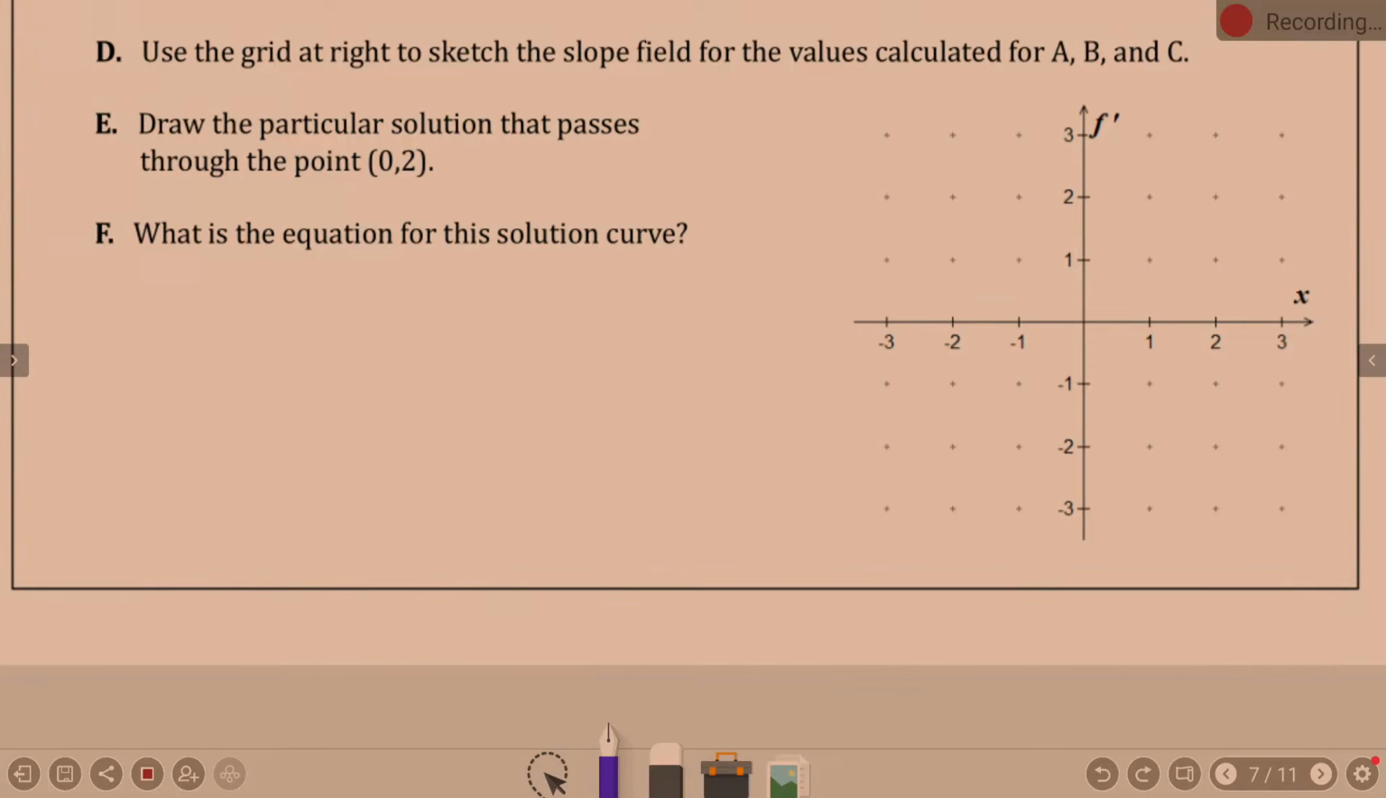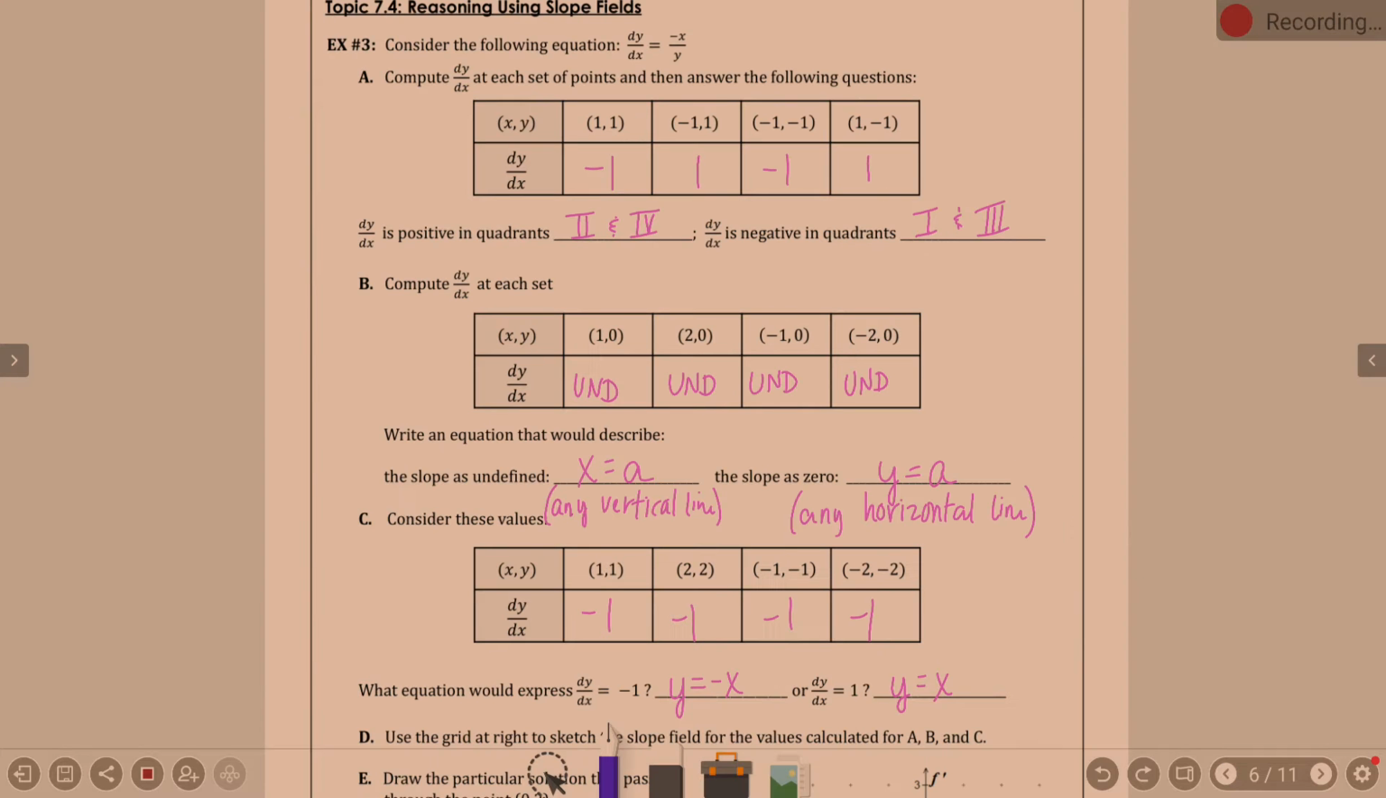Picking back up in lesson 7.2, we're on this example 3. We answered, and I actually rewrote it just so I'd have it to refer to, but we answered A, B, C, right? We're ready to start sketching with D. And you'll notice down in D, it says use the grid at the right to sketch the slope field for the values calculated for A, B, C.